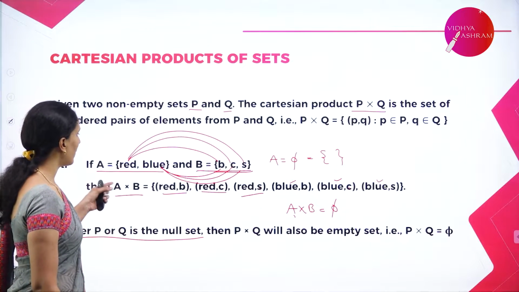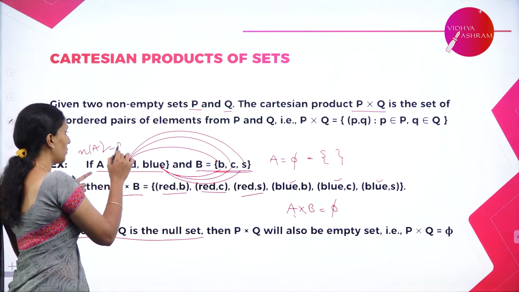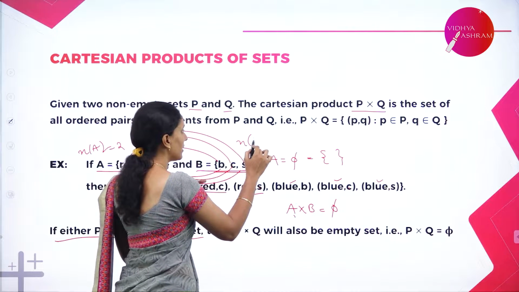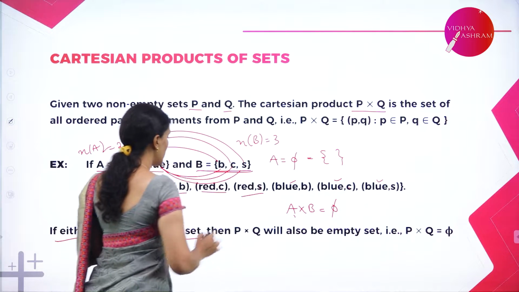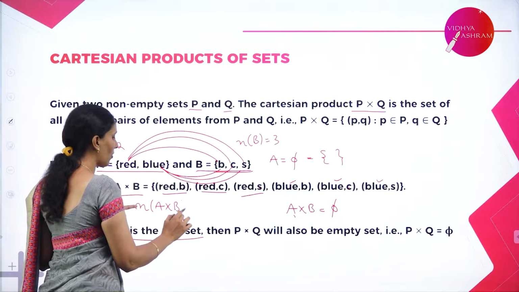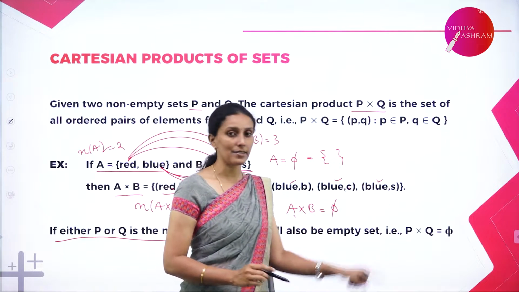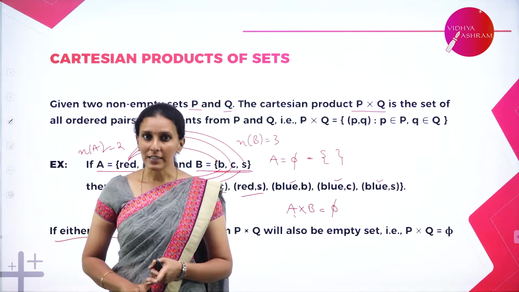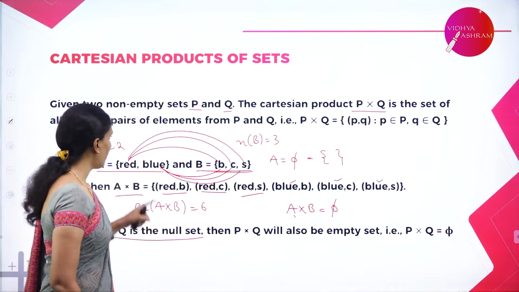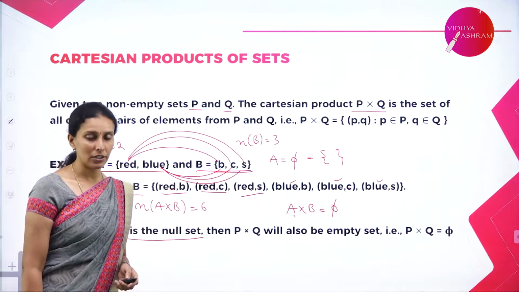So previously I have taken an example. N of A here is equal to 2 and N of B here is equal to 3. Therefore, how many elements are there in A cross B? The number of elements in A cross B is equal to 6: 1, 2, 3, 4, 5, 6. One ordered pair is considered as one element. So therefore, we have 2 into 3, 6 elements inside the Cartesian product.